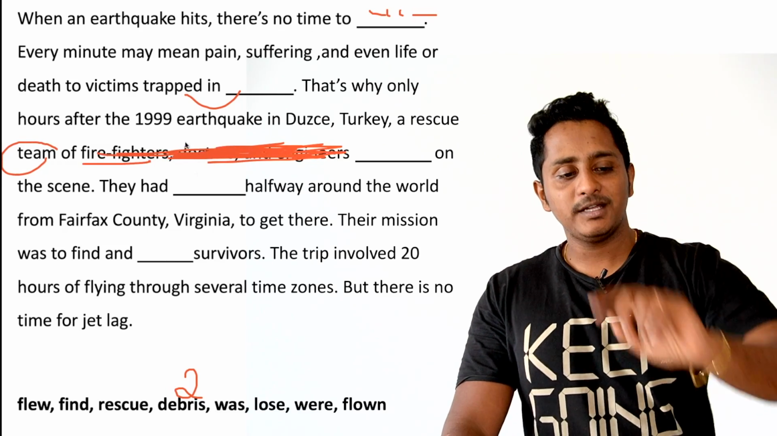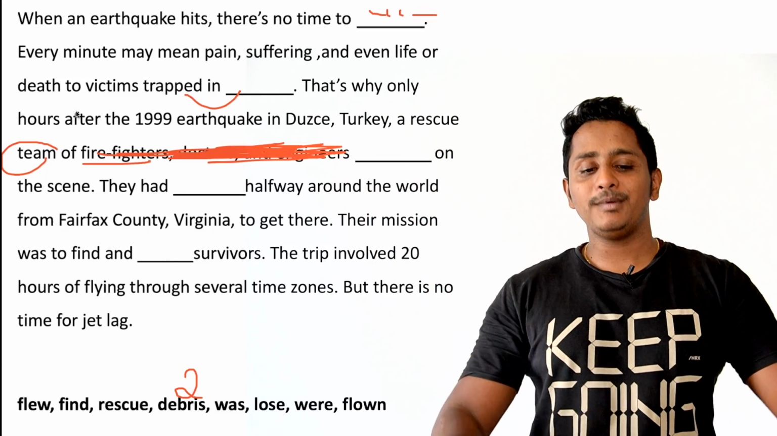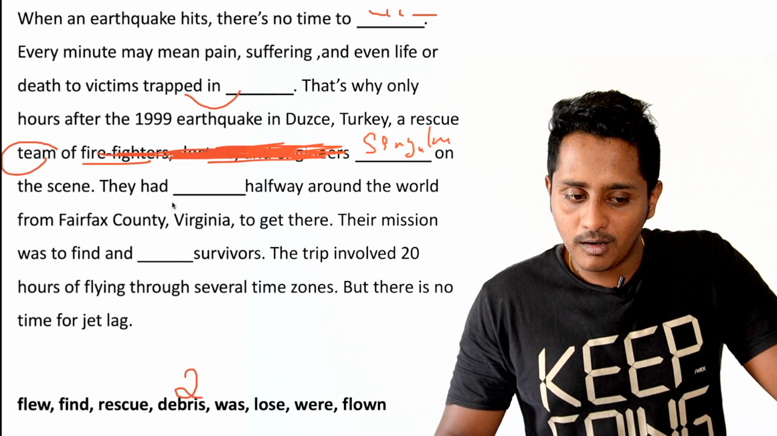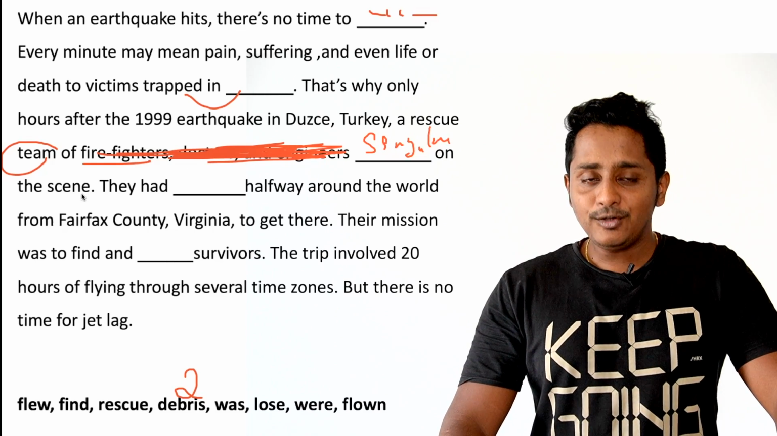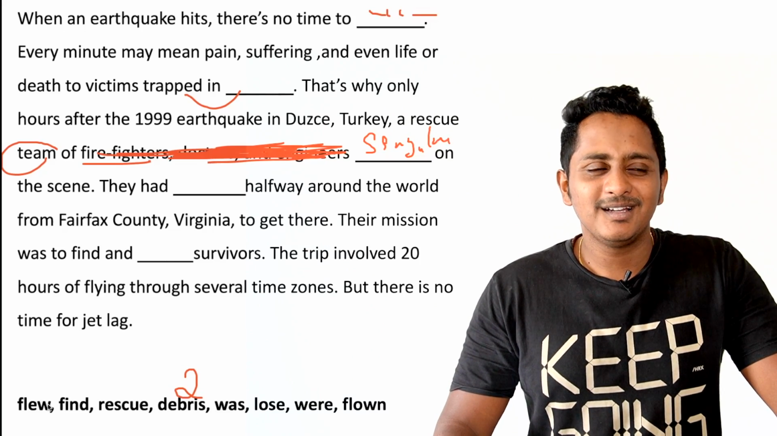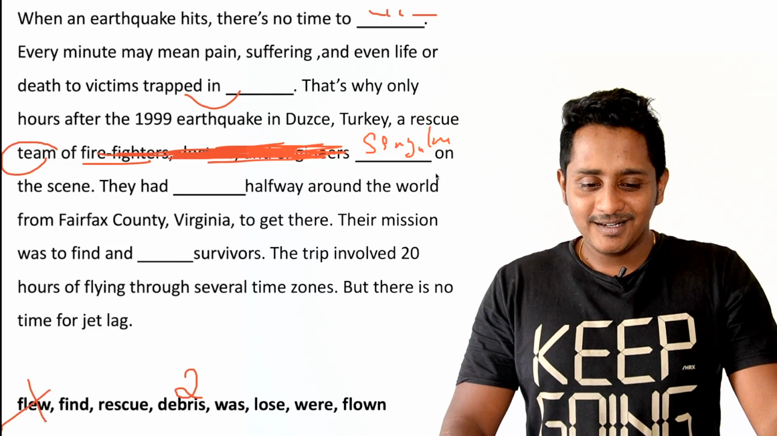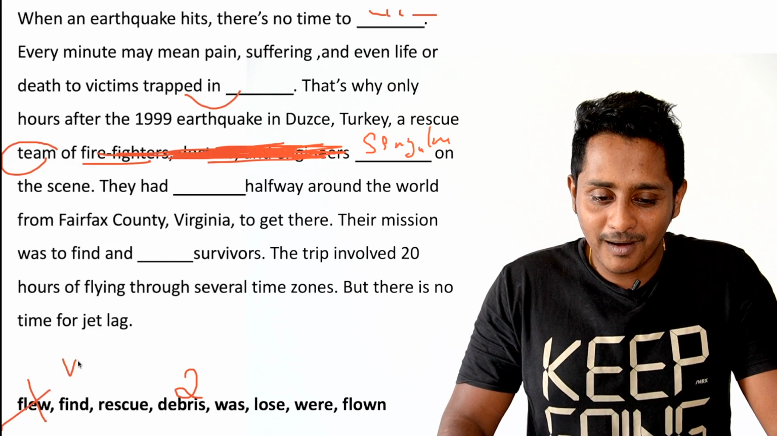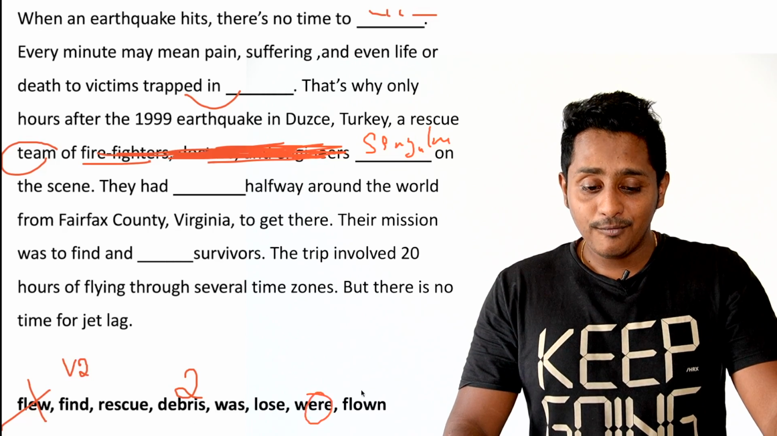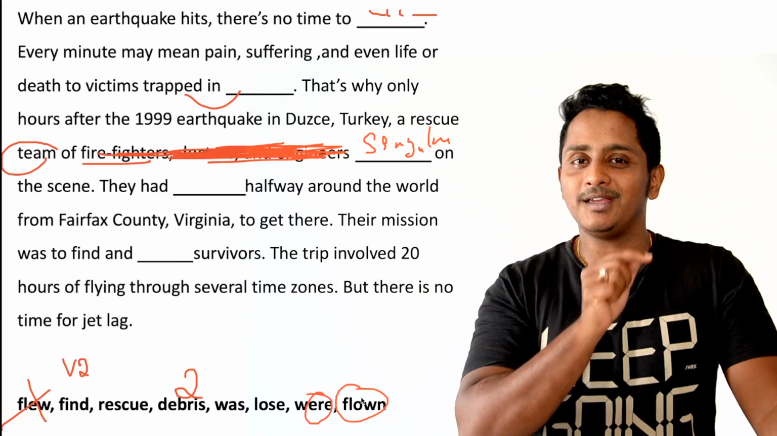It's team, it's singular. A team is coming, not a team are coming. A team of this is coming. So here it's a singular verb. A rescue team of blah blah blah dash on the scene. A rescue team flew on the scene. No, you cannot fly on the scene. A rescue team, find cannot come. V2, past tense has to come. A rescue team were on the scene. Flown cannot come. Flown is verb 3.